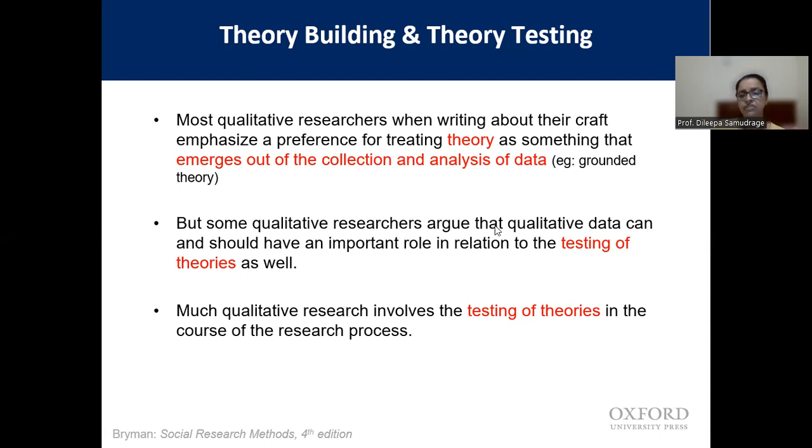But some qualitative researchers argue that qualitative data can and should have an important role in relation to testing of theories as well. That means when you do a qualitative study, sometimes you can start from a theory. For example, you can connect institutional theory to some research issue. If you want to study the factors that influence environmental management accounting practices, you can use institutional theory. You don't derive a theory from that, but you can use a theory to test your research issue.